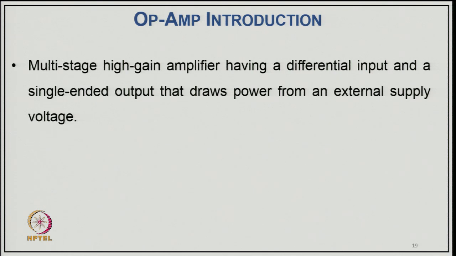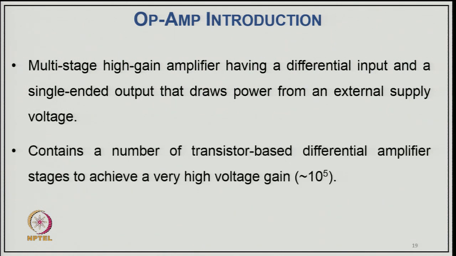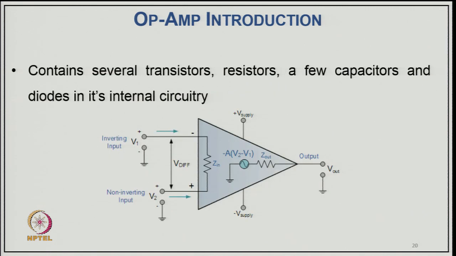It is a multi-stage high gain amplifier having a differential input and single ended output that draws power from the external supply voltage, and it contains a number of transistor based differential amplifier stages to achieve a very high voltage gain, of the order of 10 to power 5 practically. And this is typically the symbolic diagram of the internal structure of this operational amplifier.